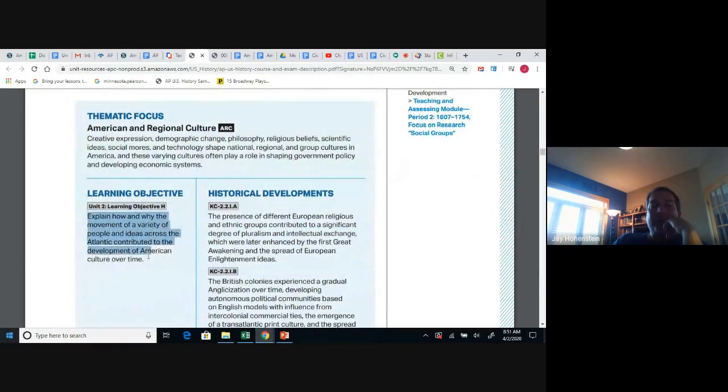When we think about what's going on with the culture and society of the colonies, says here, explain how and why the movement of a variety of people and ideas across the Atlantic contributed to the development of an American culture over time. Notice the movements that they're giving you. First Great Awakening right here, there's your proper noun. We need to then be able to talk about what this does.